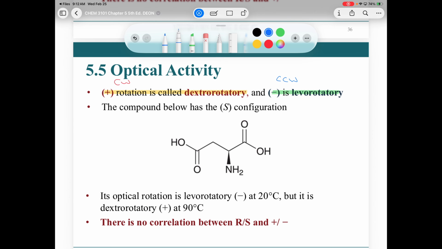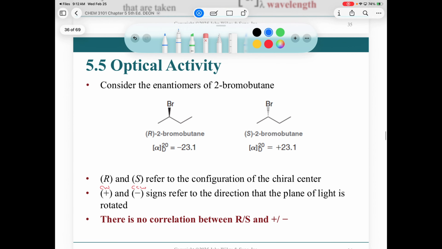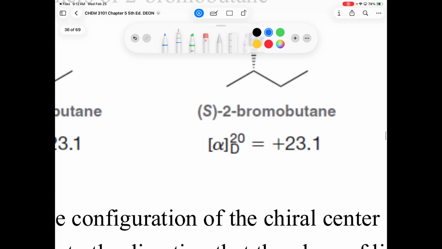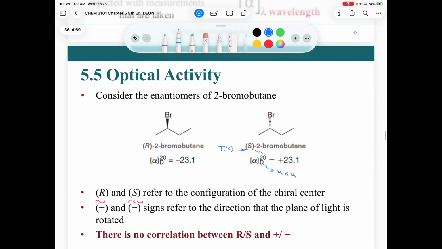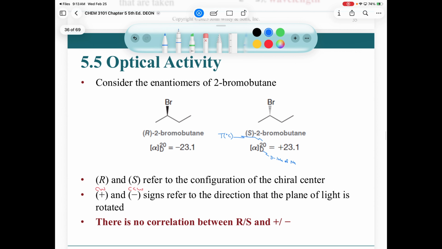And so when we report an optical rotation, you probably were like, what's all this stuff here, okay? What this has to do with is this means the D line of sodium, and this is the temperature in degrees Celsius. The alpha just stands for the optical rotation, and there you have it, okay? But again, I'm not going to ask you much about this other than enantiomers can be distinguished by optical rotation.